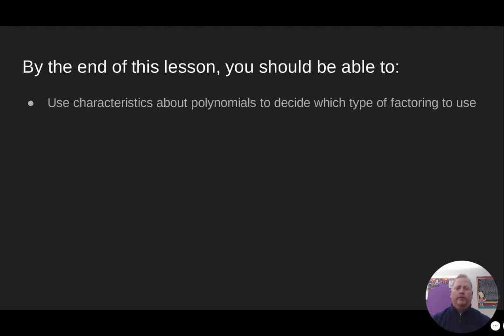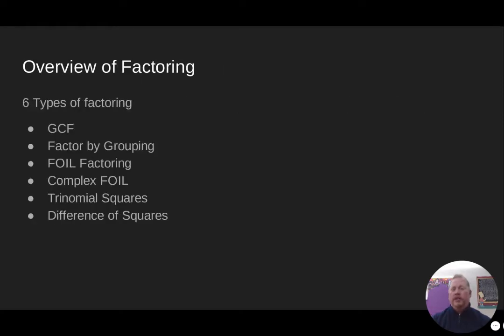of factoring to use. So back when we first started talking about factoring, I told you there were 6 types of factoring. So the GCF, factor by grouping, FOIL factoring, complex FOIL, which I call magic number, trinomial squares, and difference of squares. So then I also went on to tell you that you can kind of tell what it is by breaking it up by how many terms there are.